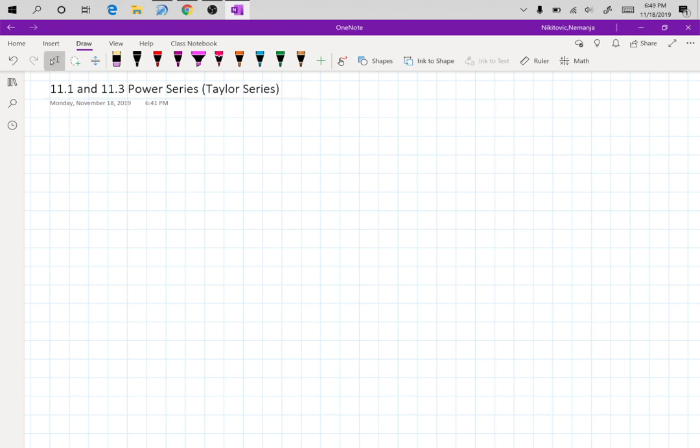Now, we first have to see what these power series are and what they look like. Take a look at some convergence, do some calculus, so that you can apply them in differential equations.